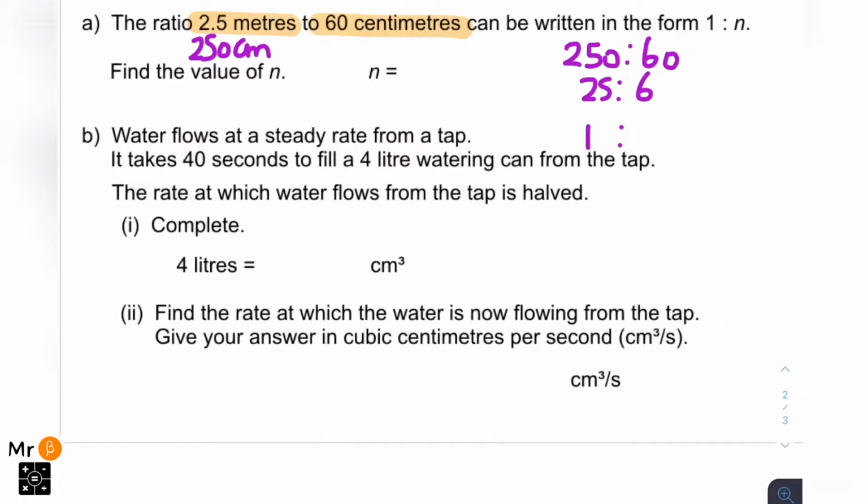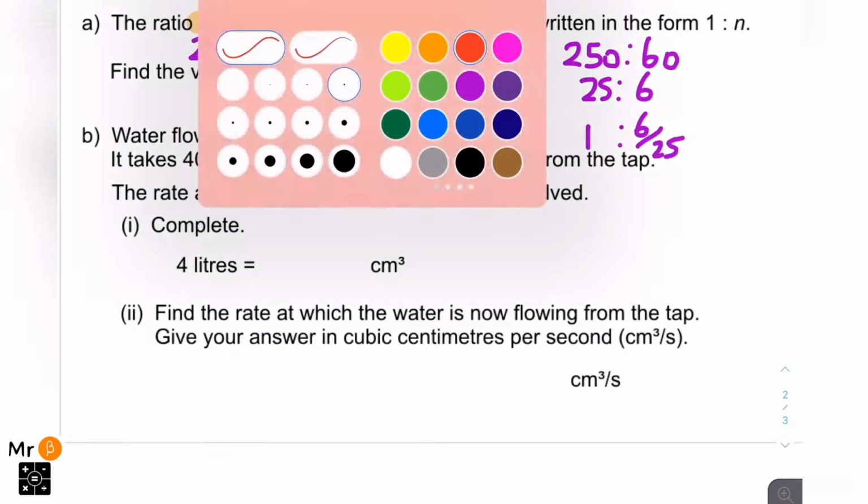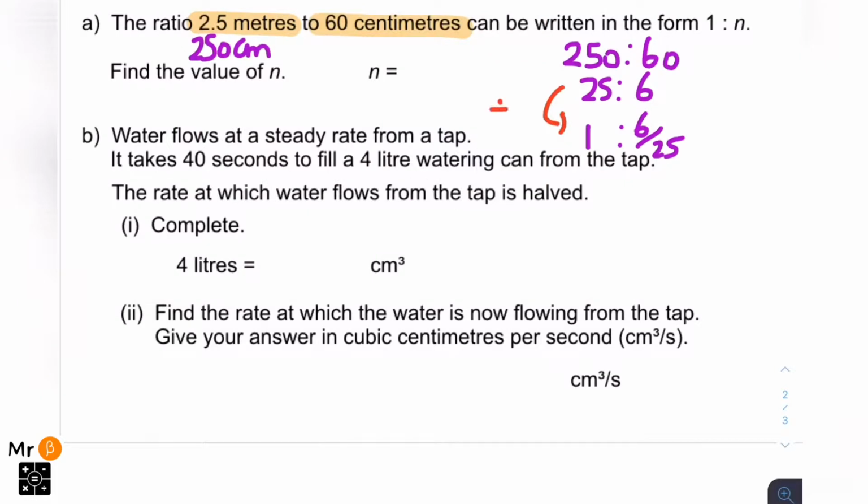Now I'm going to divide both sides by 25. So that means I'd have 1 on the left hand side and 6 over 25 on the right hand side. So therefore our answer is 6 over 25, which is equal to 0.24. Either answer is perfectly fine there.